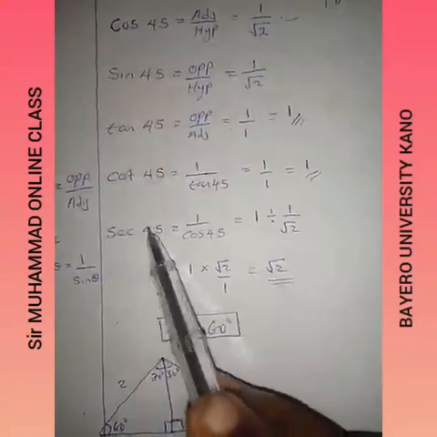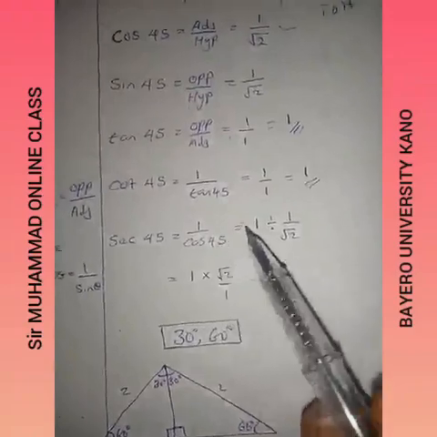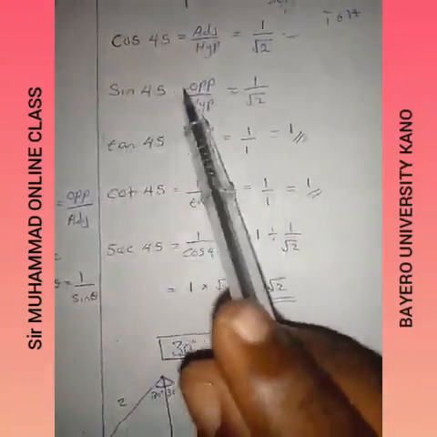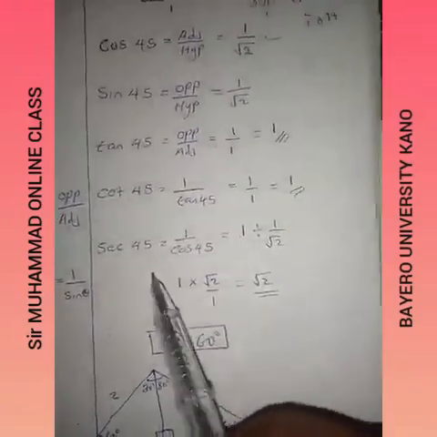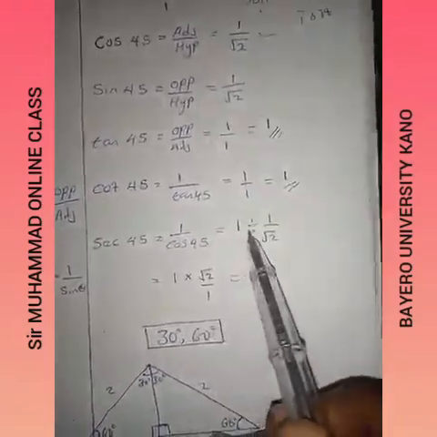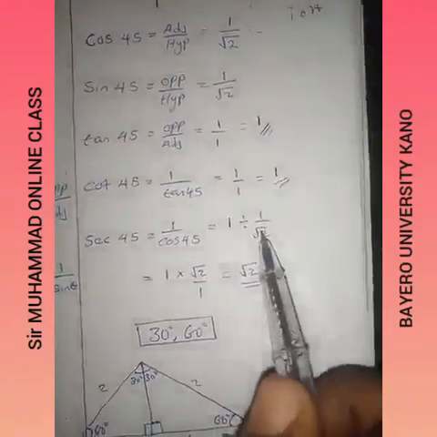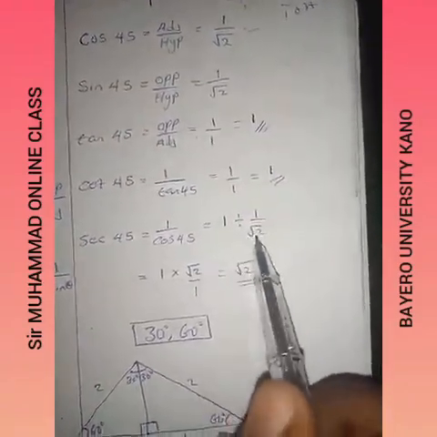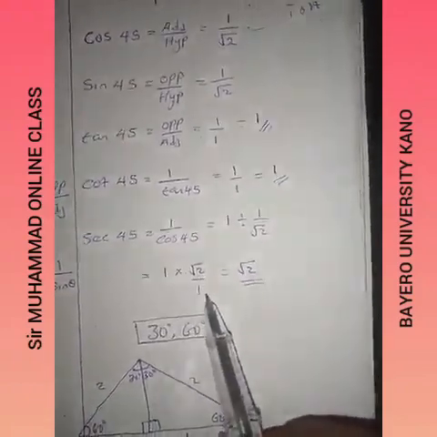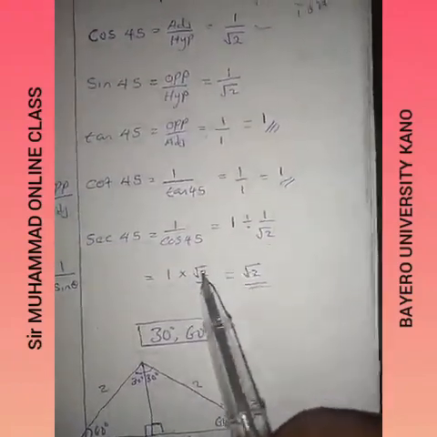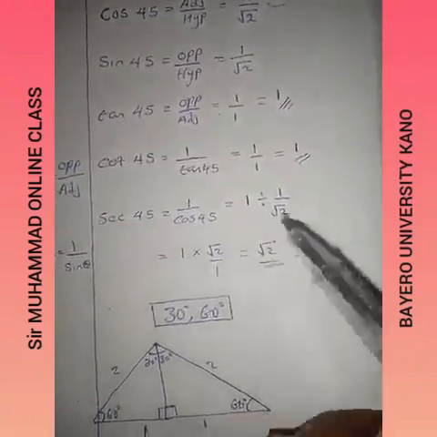So sec 45 is 1 over cos 45. But what is cos 45? We found cos 45 to be 1 over root 2. So this will be 1 divided by 1 over root 2. This sign simply means divide by. Change it to multiplication: this one goes up and this one comes down. It becomes 1 times root 2 divided by 1. 1 times root 2 is root 2. Root 2 divided by 1 is still root 2. So this is our answer for sec 45.